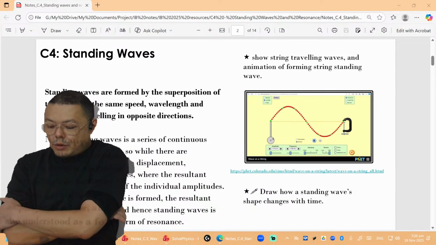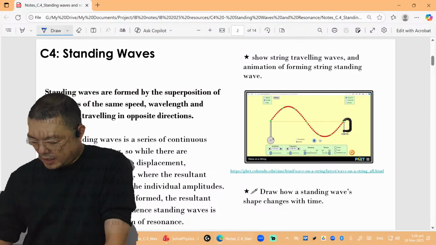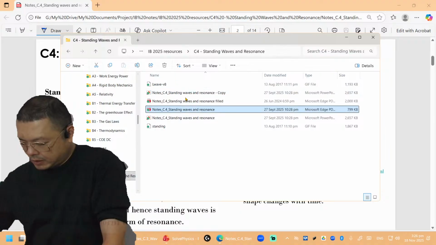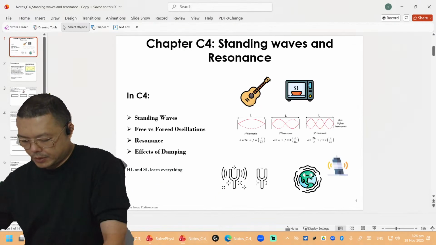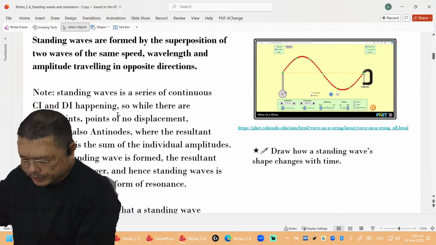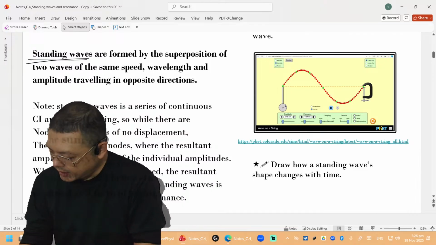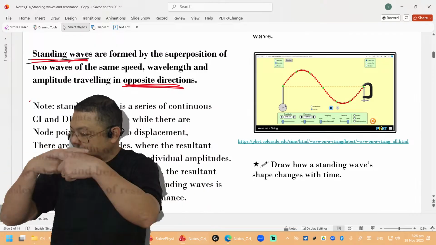All you have to do is just say opposite directions. Yes, there you go. So standing waves are strictly those where the two waves are traveling in opposite directions. That's the most important part. If you zoom in here, standing waves is just the two waves traveling in opposite directions. It has to be traveling like that.